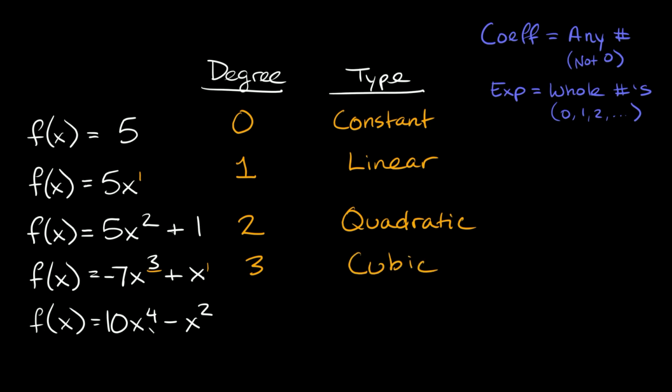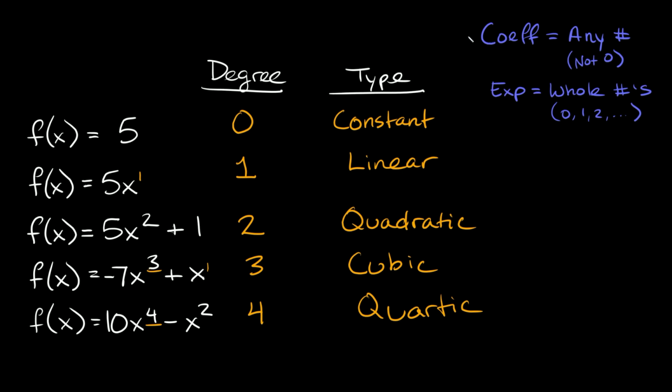And then lastly, f of x is equal to 10x to the 4th minus x squared. The degree in this case would be a 4, right? That's the biggest exponent that we have here, so that's a 4. And this is known as a quartic polynomial function, okay?